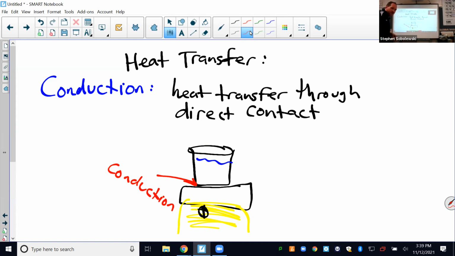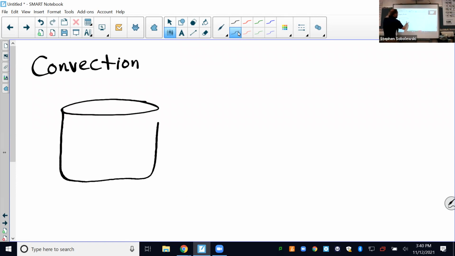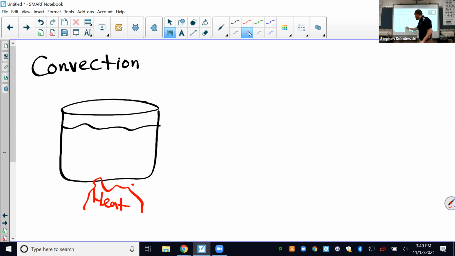The next type of heat transfer is convection. Now, instead of defining it first, let's go with the picture here. And in fact, let's picture that same beaker from the last slide with water in it. Well, I'll do a water level like this. And we have some kind of a heat source down here. Whether it's an open flame or it's sitting on a hot plate, you're heating up some kind of beaker of water there. What's going to happen?